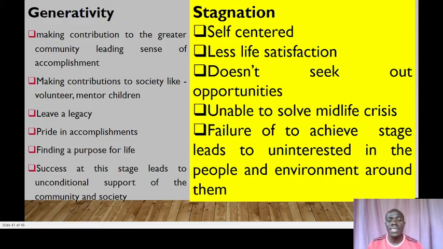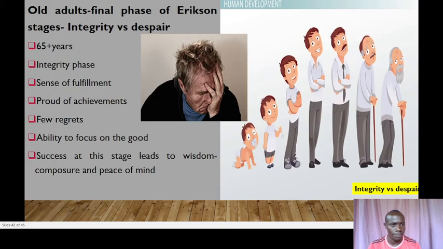So success at this stage will lead to unconditional support of the community and society, while failure will lead to stagnation that makes them self-centered, less satisfied with life, and they don't want to seek opportunity. So they stagnate at this point. They are unable to solve the midlife crisis, and failure at this stage, guys, will lead to someone being uninterested in the people and environment around them.